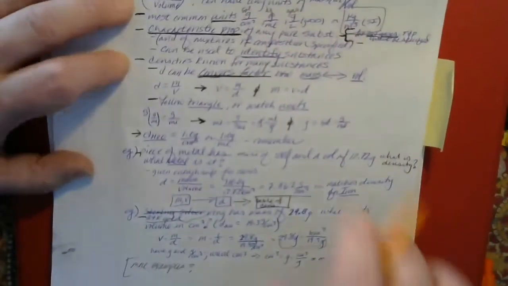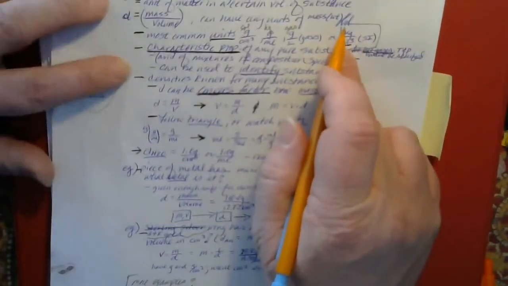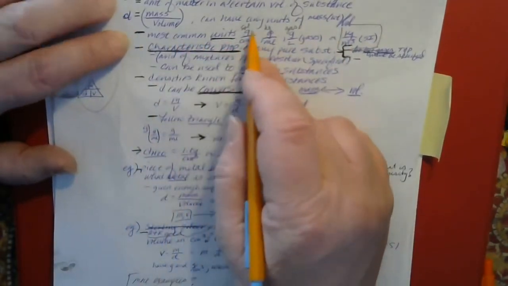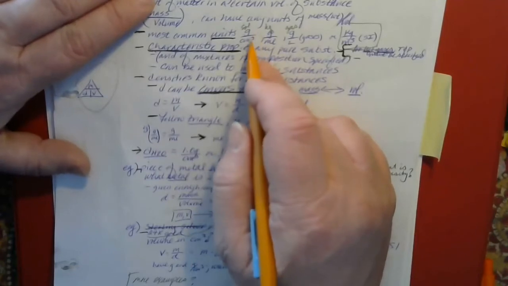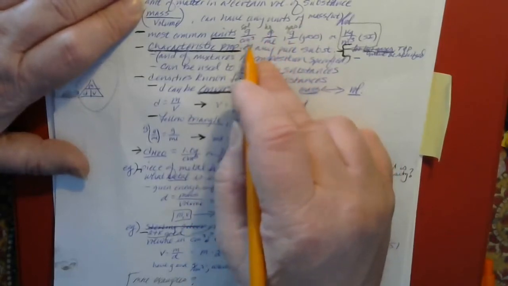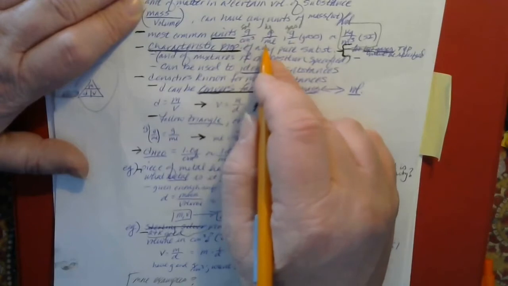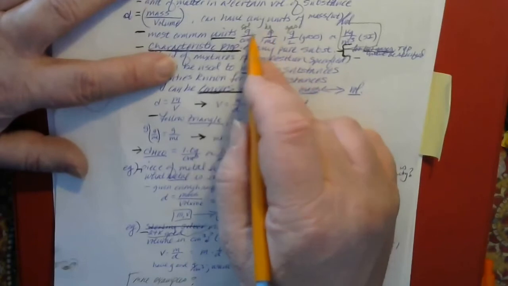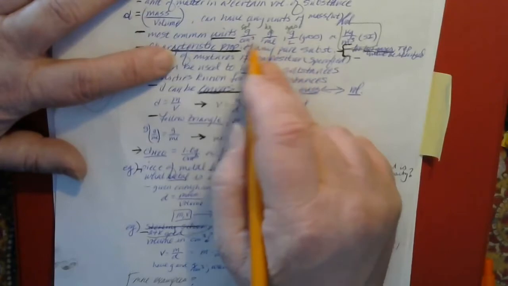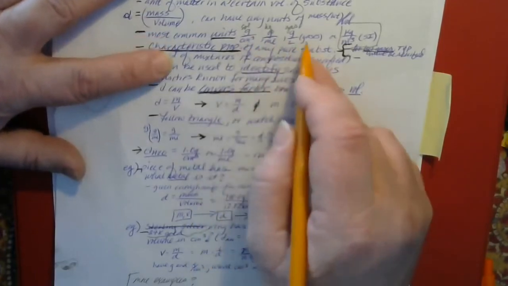It can have any units of mass or weight over volume, and that would qualify as a density. But the most common units would be grams per cubic centimeter for solids, grams per milliliter for liquids. And actually those two are the same thing, because remember, as I mentioned in lab, 1 cubic centimeter is the same as 1 milliliter. And so grams is a unit of mass, and cubic centimeters or milliliters would be units of volume, and they actually happen to be the same thing.